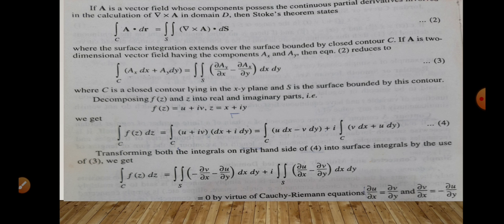what we get is the integral of f(z) dz over the contour C equals the integral of (minus del v upon del x minus del u upon del y) dx dy plus iota (del u upon del x minus del v upon del y) dx dy, which equals 0. By virtue of the Cauchy-Riemann equations, we have del u upon del x equals del v upon del y and del v upon del x equals del u upon del y.